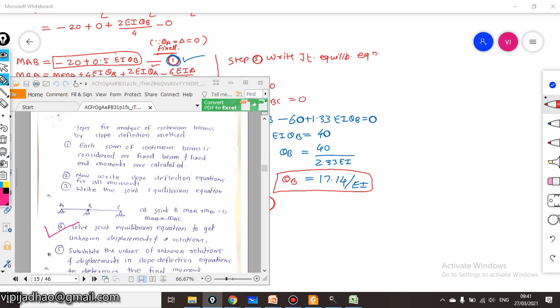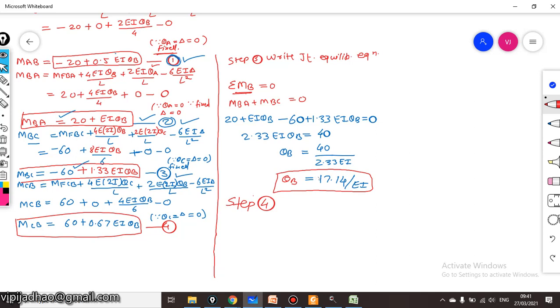And step number 5, substitute the values of unknown rotations and displacement in slope deflection equation to determine the final end moment. So to determine the final end moment, substitute the value of this rotation theta b in slope deflection equations 1, 2, 3 and 4. So step number 4, find final end moment.